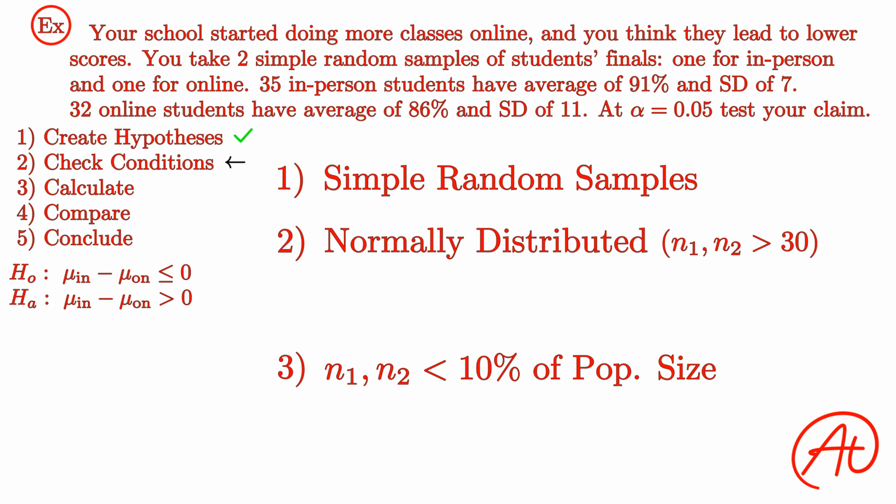The reason we need this to be true is to reasonably assume that our samples are independent from one another. Going through these for our problem, the question states that you take simple random samples, so that checks off the first condition. Next, the sample sizes for each population are 35 and 32 respectively, so we can assume the sampling distributions are normally distributed, and that checks off the second condition. And finally, let's assume there are far more than 320 students taking the course in person and more than 350 students taking the course online, so that checks off our third condition.